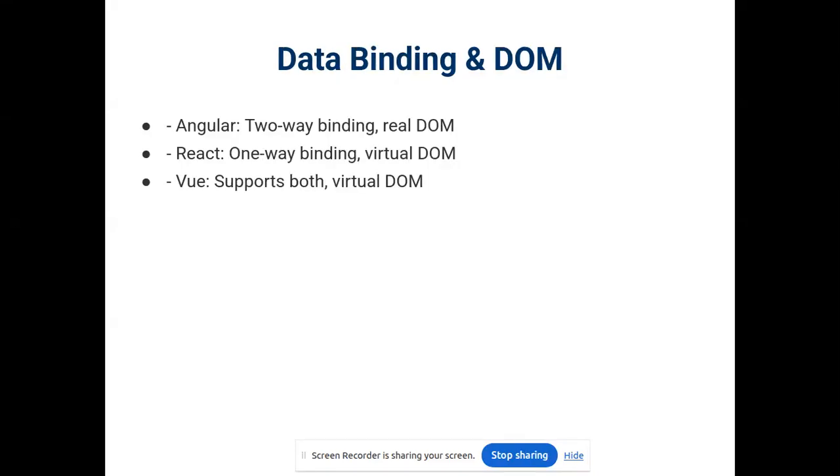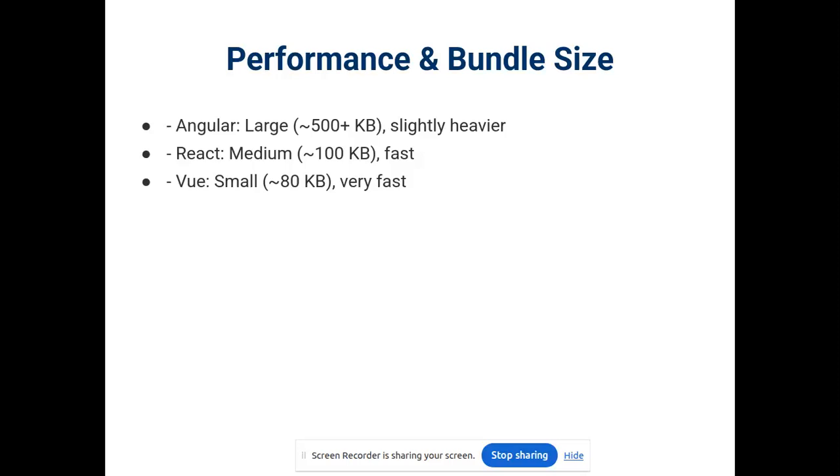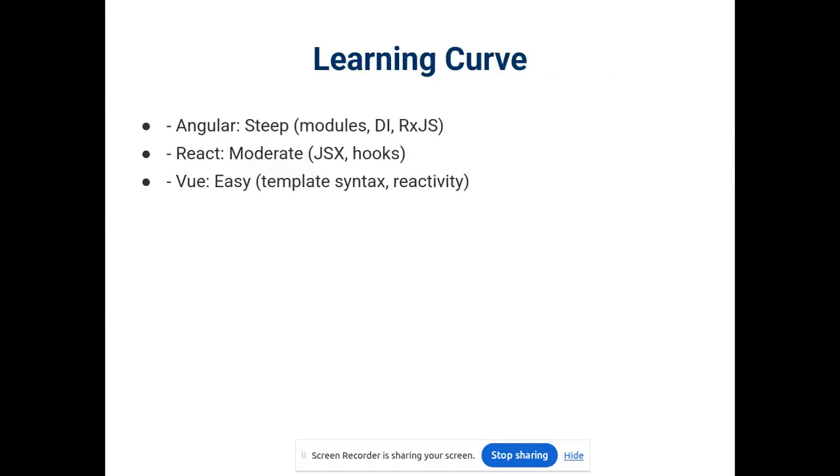Data binding and the DOM. So Angular, that is two-way binding, real DOM. React, one-way binding, virtual DOM. And Vue supports both. Next, we have performance and the bundle size. Angular, large, 500 plus KB, slightly heavier. React, medium, and Vue, small, 80 KB, very fast.